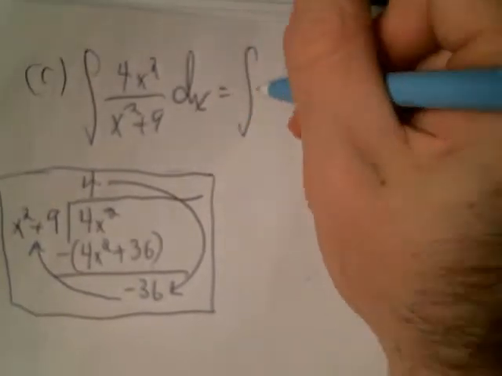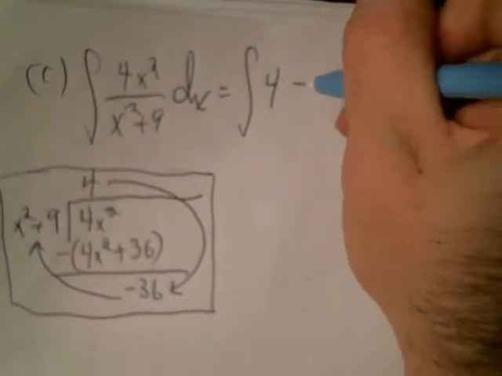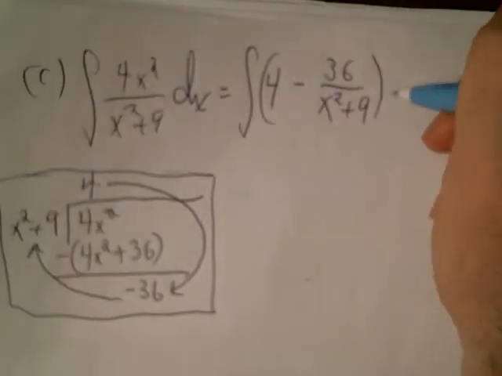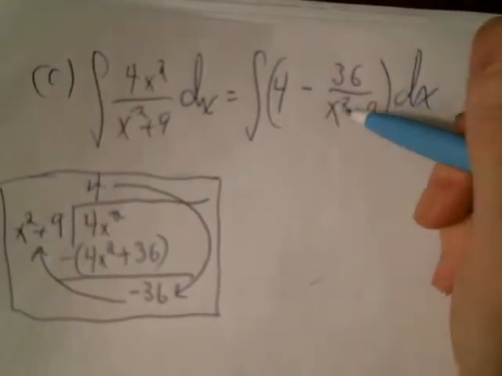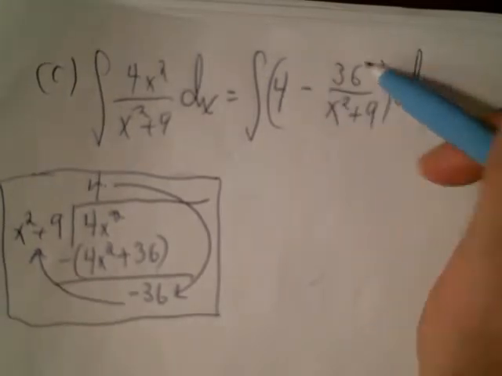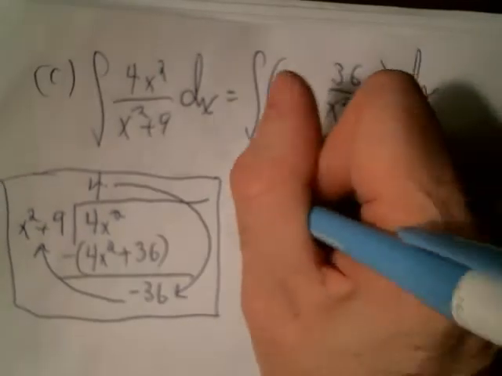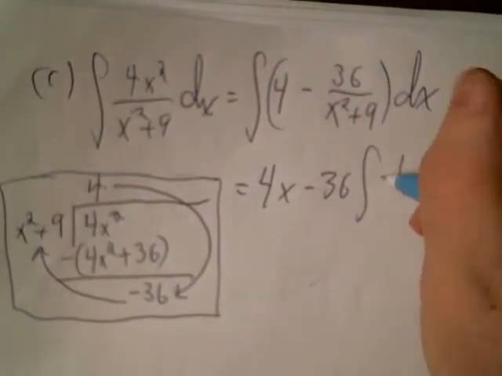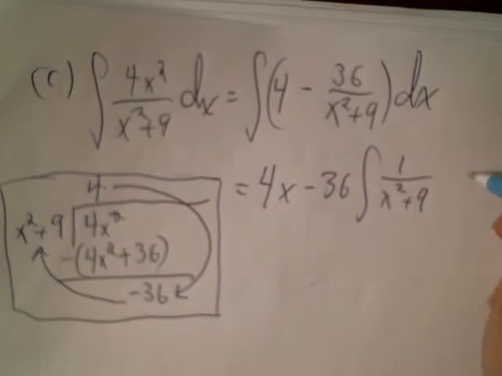So I'll have the integral then of (4 minus 36) all over x squared plus 9 dx. The first part of the integral, the integral of a difference is the difference of the integrals. I can integrate this guy. That's just 4x. Then minus 36 times the integral of 1 all over x squared plus 9. Well, that looks very familiar, right?